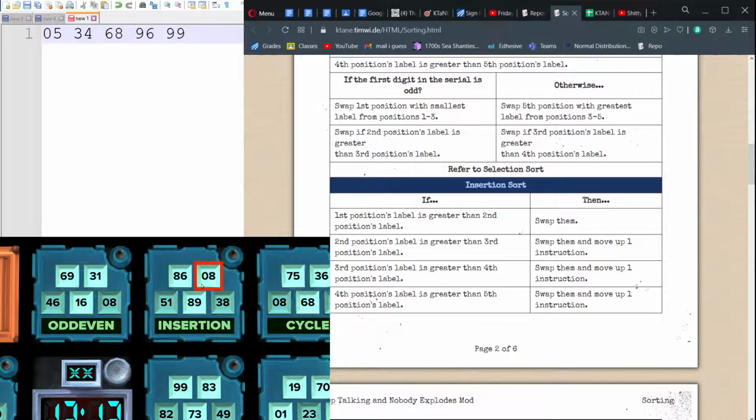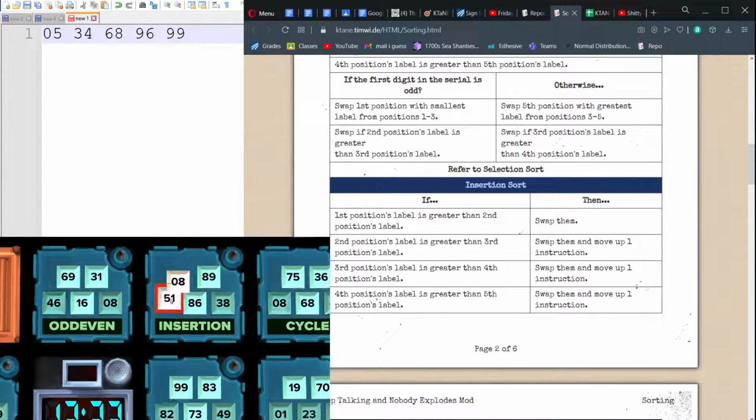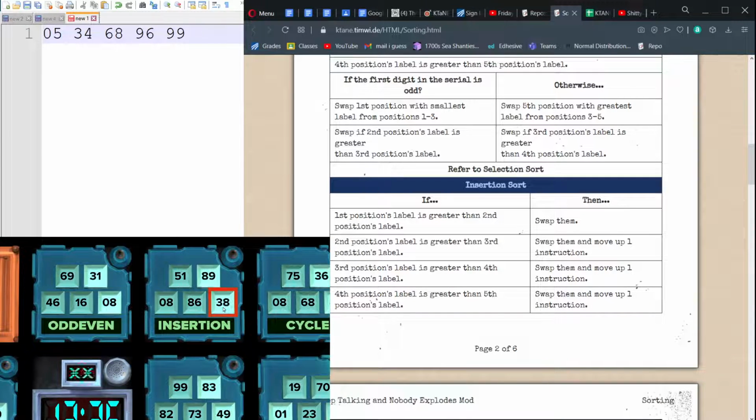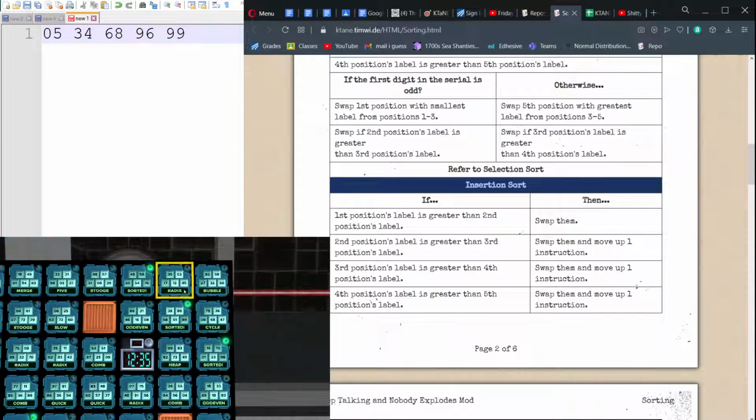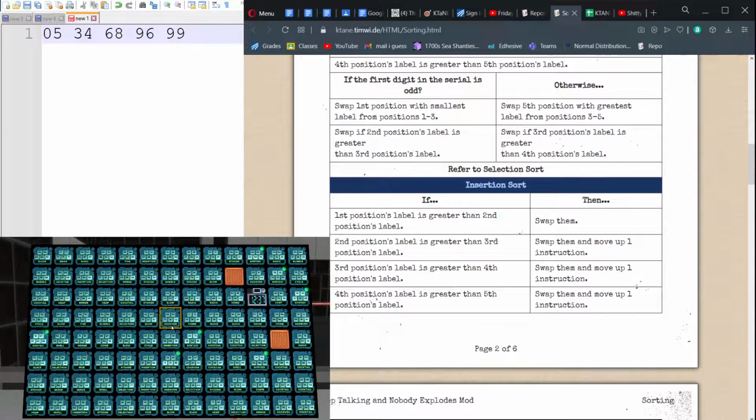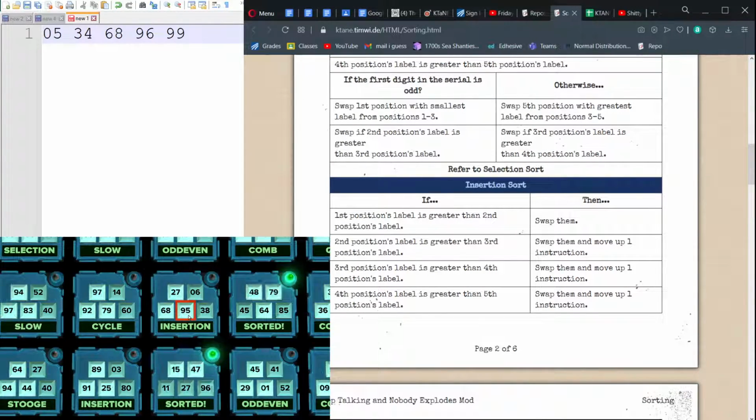Then we're going to go to 8. 8 is lower than all of these, but instead of doing 8 and 51, we're going to have to go all the way back. So 8 goes here, then here, then here. And same with 38. 38 goes back until it is in the correct spot. So 38 goes here, then here, then here. So yeah, insertion can basically just be summed down to put an item as far back as it physically can be in that particular sequence.